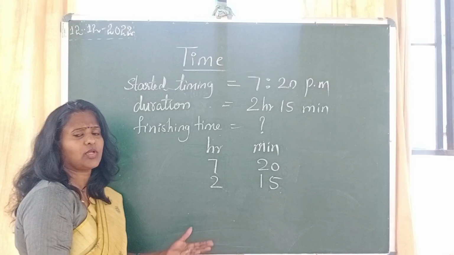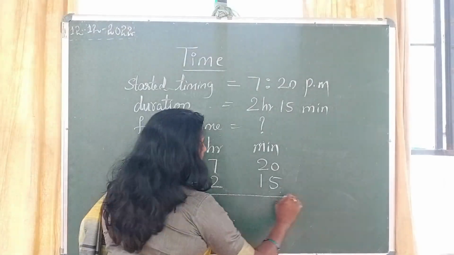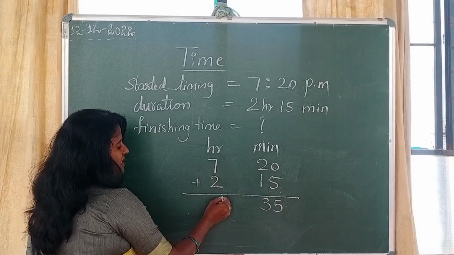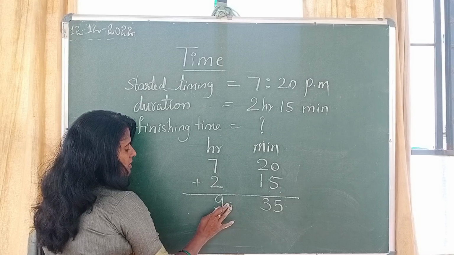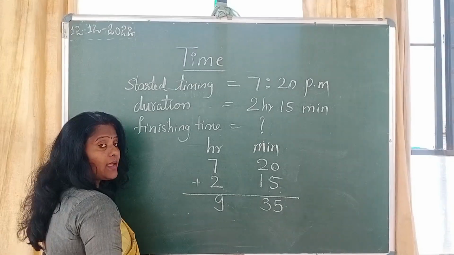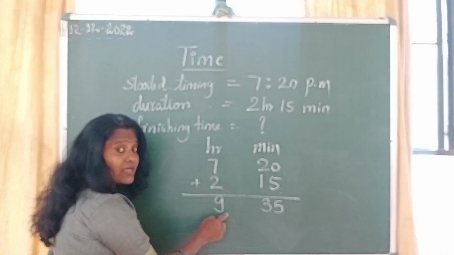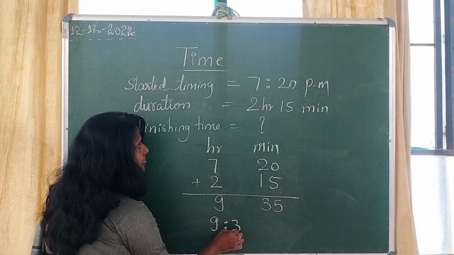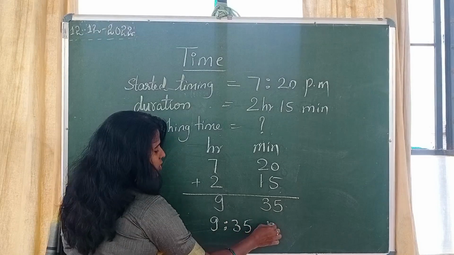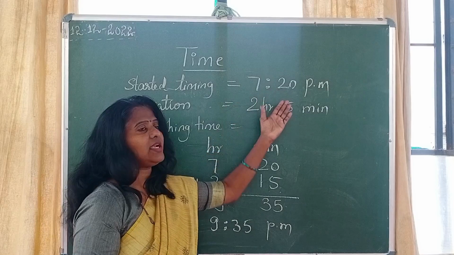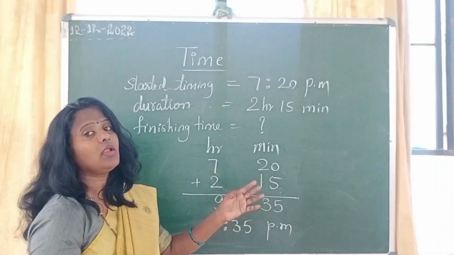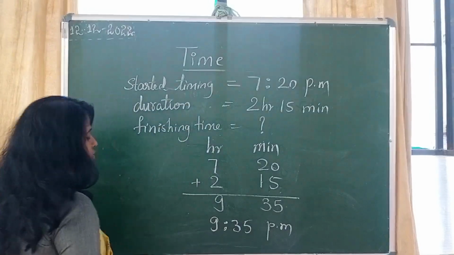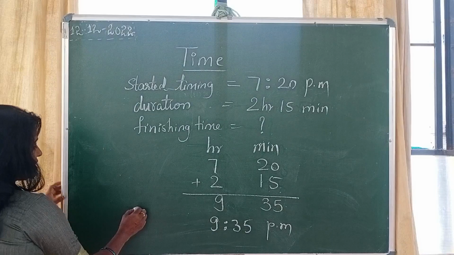You have to add as usual, you know how to add. So the same method. See here, 0 plus 5, 5. 2 plus 1, 3. This is 7 plus 2, 9. So 9 hours. So at what time does he complete? You should not write now 9 hours 35 minutes. It is 9:35 p.m. because still only 2 hours after 7:20. If it crosses 12 you have to go for AM, but still it is 9:35, so it is PM. So 9:35 PM he finishes.